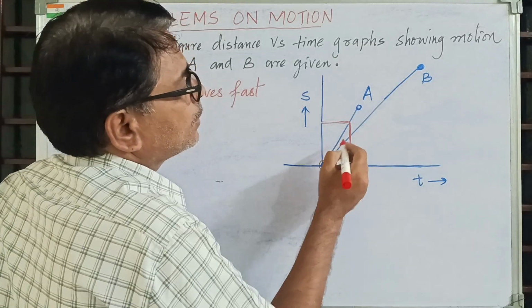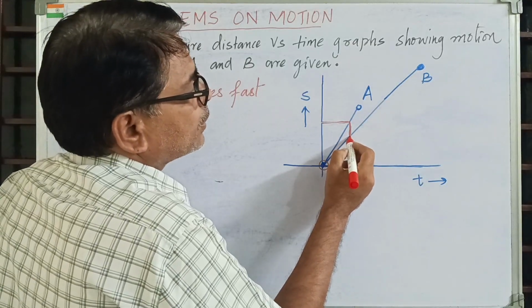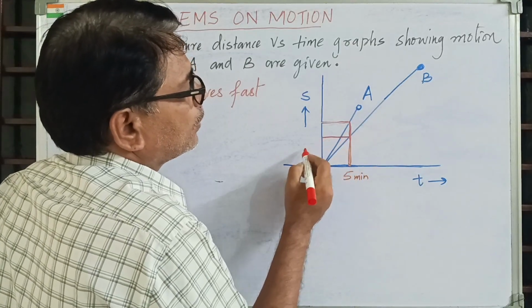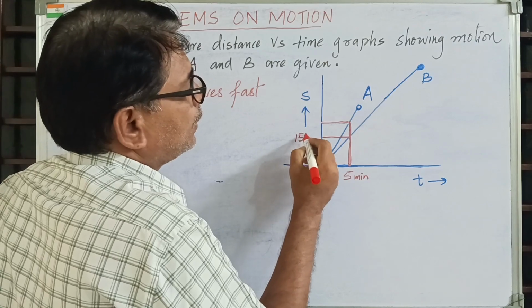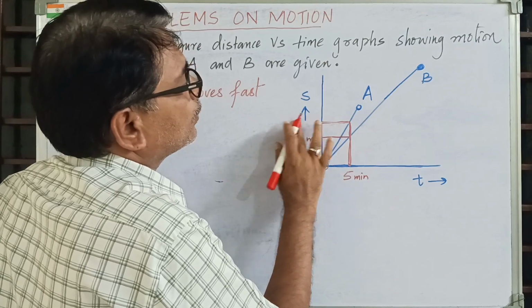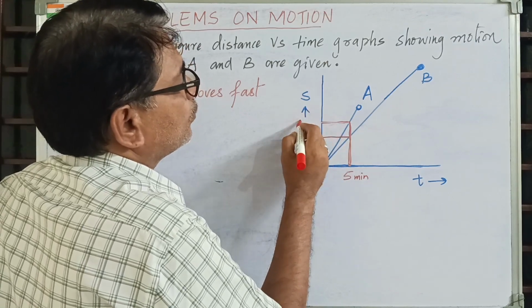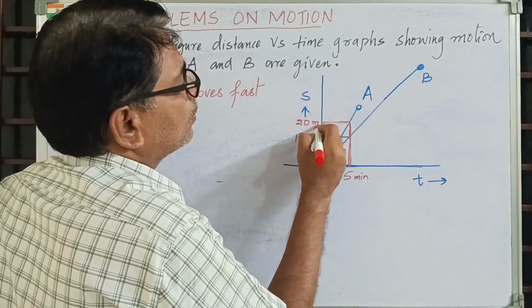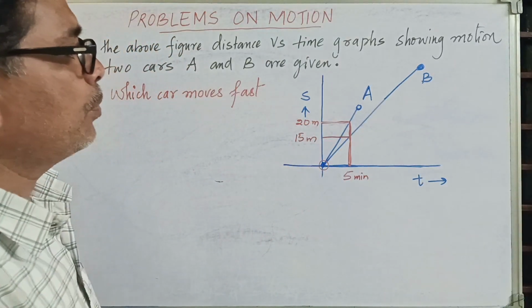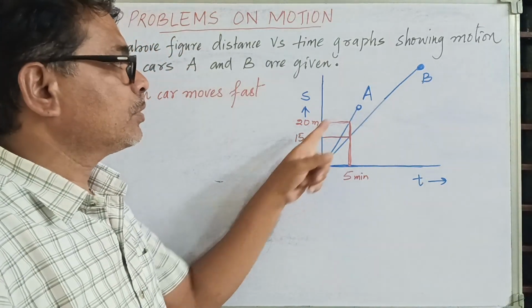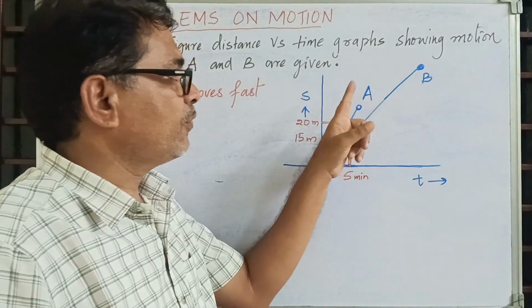After 5 minutes, see this red line has touched B here. So you draw back. Say it is 15 meters. Then what about A? A is at a distance of 20 meters at least, more than B. That's all. So simple to say that car A is traveling fast.